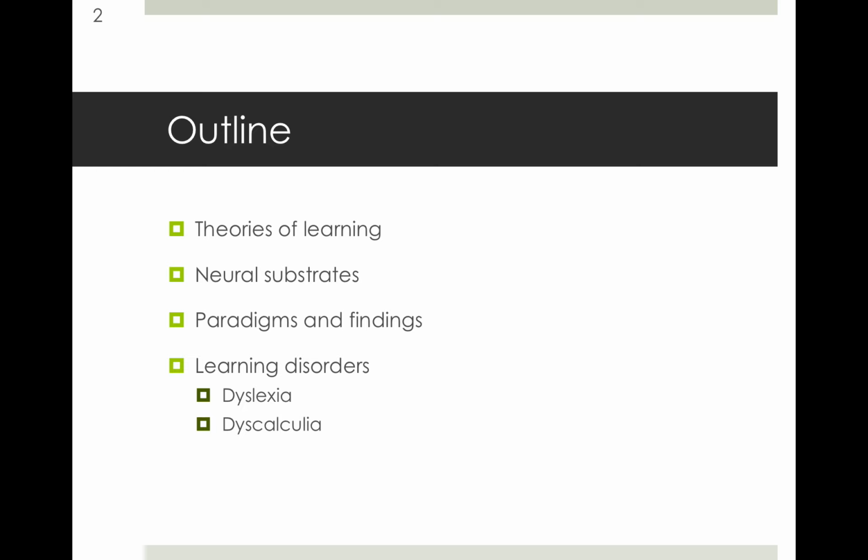We'll cover a couple of the general paradigms and findings from those paradigms, and then we'll talk about some of the learning disorders. A couple of common ones. The most common one is dyslexia, right, which is a problem with learning to read, and then dyscalculia, which is more a number-specific calculation deficit.